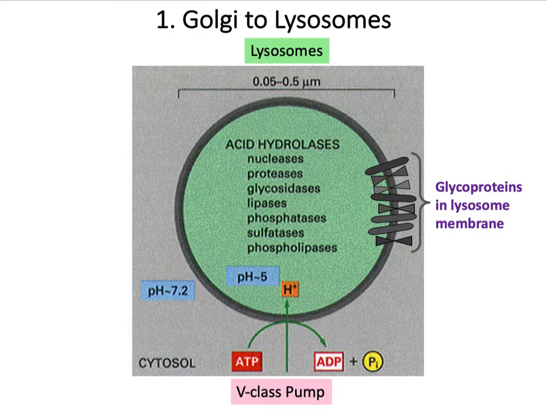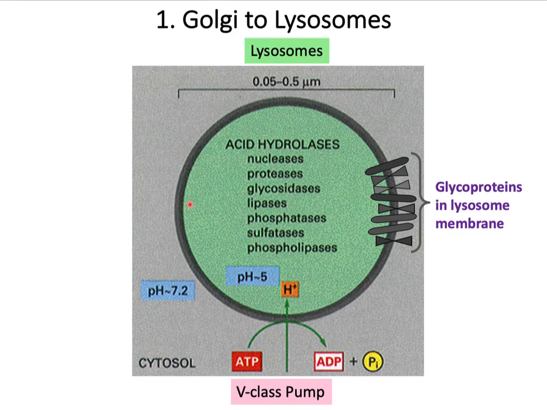In this part, we will focus on Golgi to cell surface trafficking and then Golgi to lysosome trafficking. So with Golgi to lysosome trafficking, lysosomes are small membrane-bound organelles in the cell. They range in size from about 0.05 to 0.5 microns, depending on the cell type. You can think of them as bags of hydrolases in the cells that degrade macromolecules in a regulated fashion. So the interior of the lysosome is filled with a number of hydrolases, such as nucleases, proteases, glucosidases, and lipases, and so on.